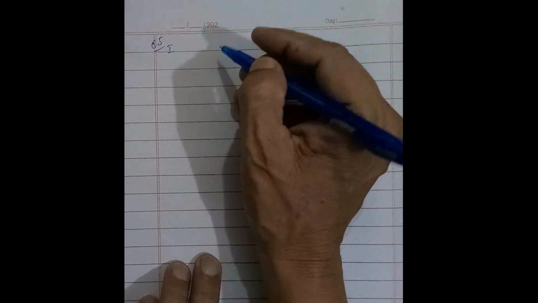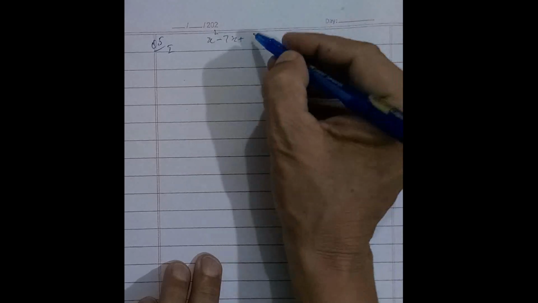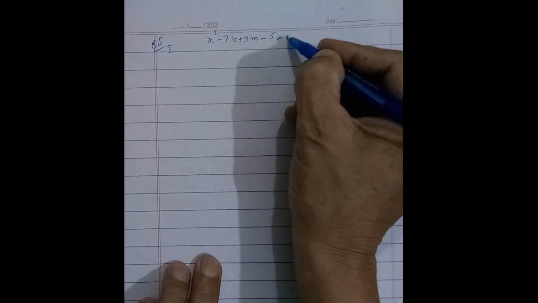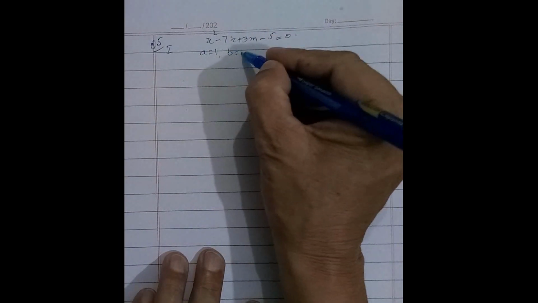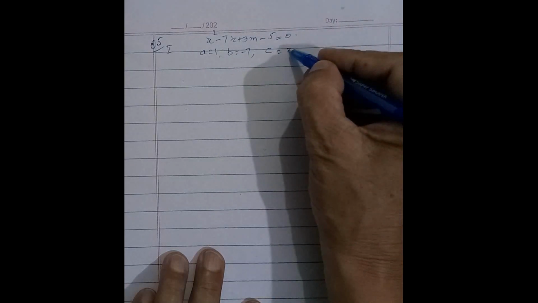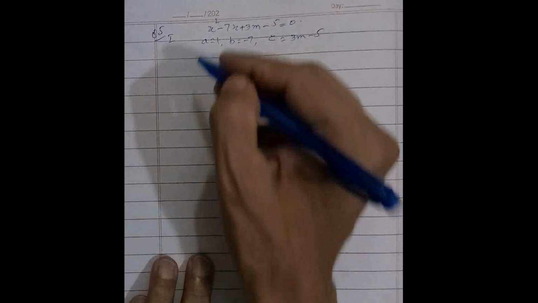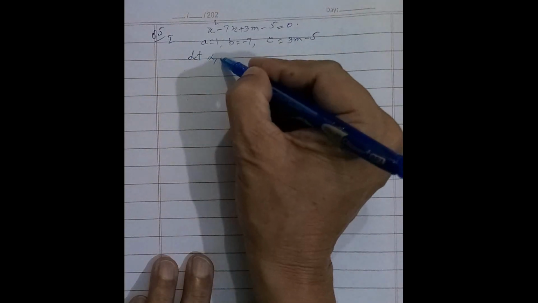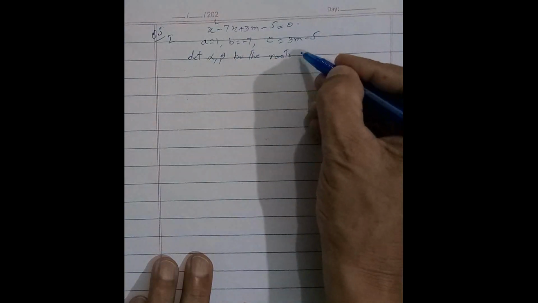The same process: we first take the sum and product of the roots, and first we take the equation which is x square minus 7x plus 3m minus 5 is equal to 0. In this equation, a is equal to 1, b is equal to minus 7 and c is equal to 3m minus 5. And then we take the roots of the equation. Let alpha, beta be the roots of the equation.